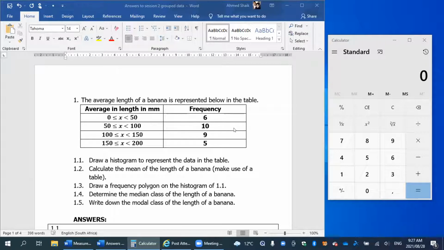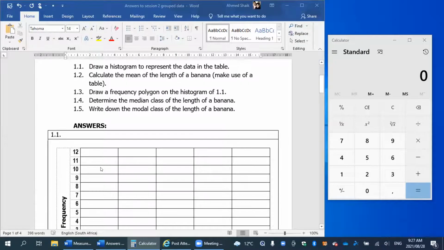In our second interval, we had 50 less than or equal to x, which is less than 100, and we had a frequency of 10. Our third interval, we had 100 less than or equal to x, which is less than 150, and that gave us a frequency of 9. And the last interval was 150 less than or equal to x, which is less than 200, and we had a frequency of 5. So let's look at the questions based on this table. Number 1.1 asks us to draw a histogram to represent the data in the table.